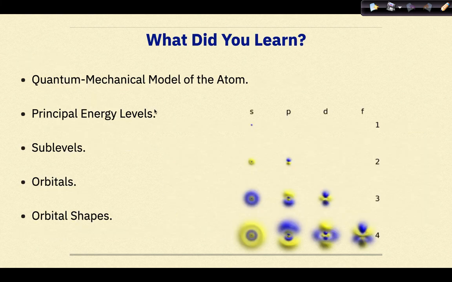So what did you learn in this tutorial? We went over a brief description of the quantum mechanical model of the atom, talked briefly about principal energy levels, which we will be talking about a lot more in detail in the future, defined what a sublevel was, orbitals, and some basic orbital shapes.